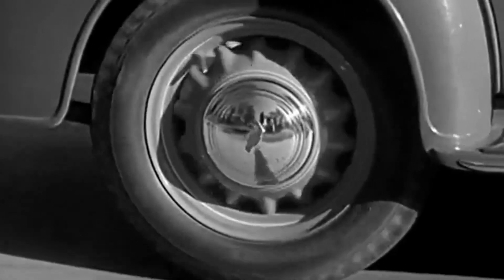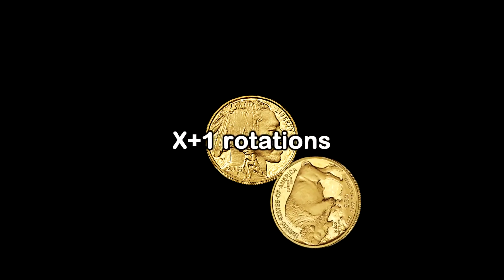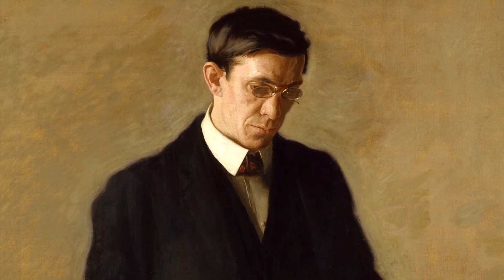Rolling a coin over a straight line will make x rotations, but if we make that straight line into a circle and roll the coin outside of it, it will make x plus one rotations. So where does this plus one come from?